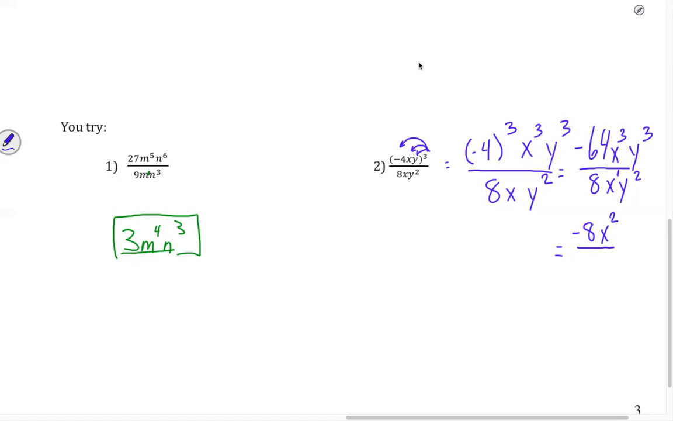Y to the third over y squared is going to be y to the first. So I don't have anything on the bottom, so I can box in my answer using the fraction bar, or erase it, it doesn't really matter. Okay? So that was yesterday with all of those properties.